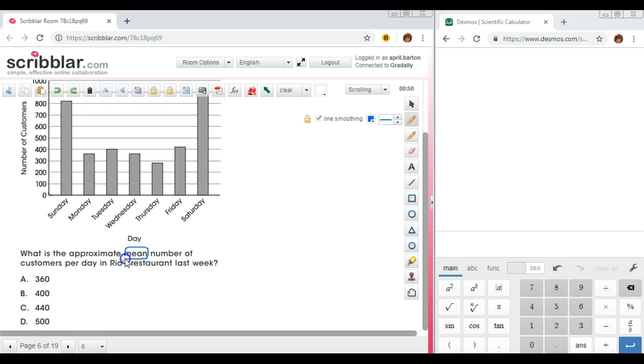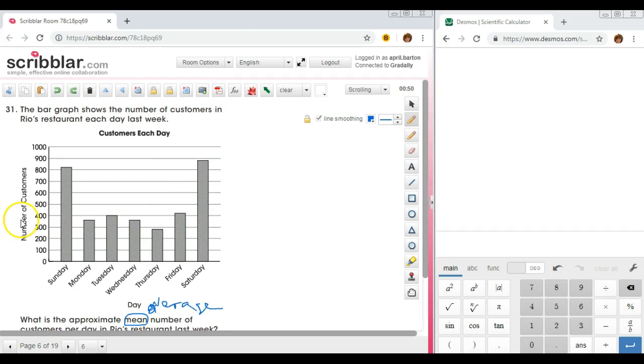Mean is the math term for average. So we're going to average out how many customers were there. To do that, we need to kind of estimate how many customers are there each day. They don't tell us the exact amount, so we have to just kind of guess. This is a little above 800, so I'm going to say 810. This one's between 3 and 400, looks a little more than half, so I'm going to say 360.